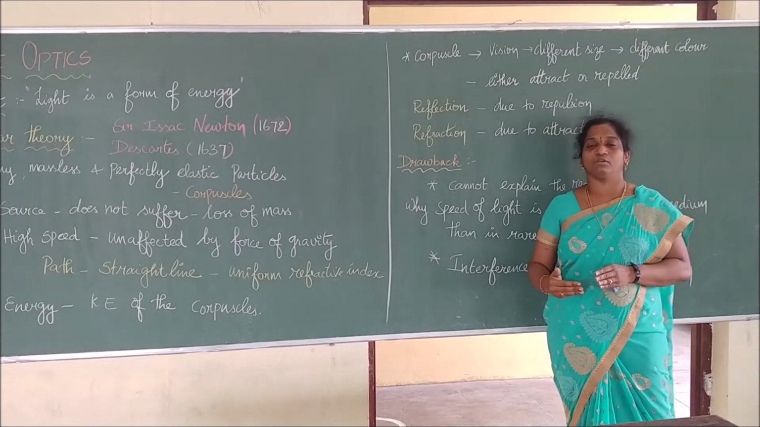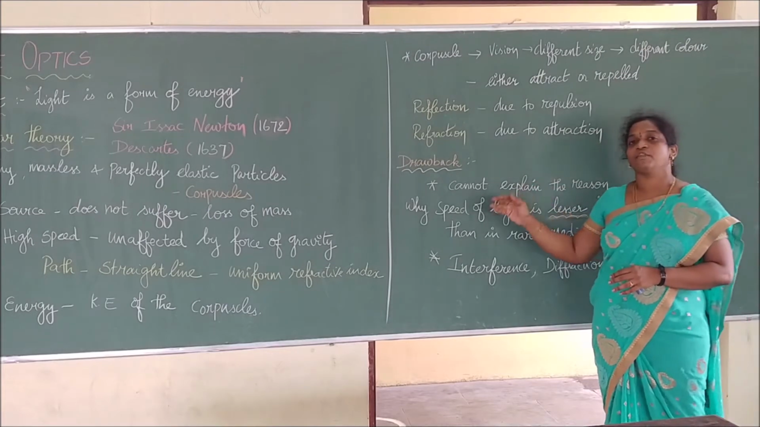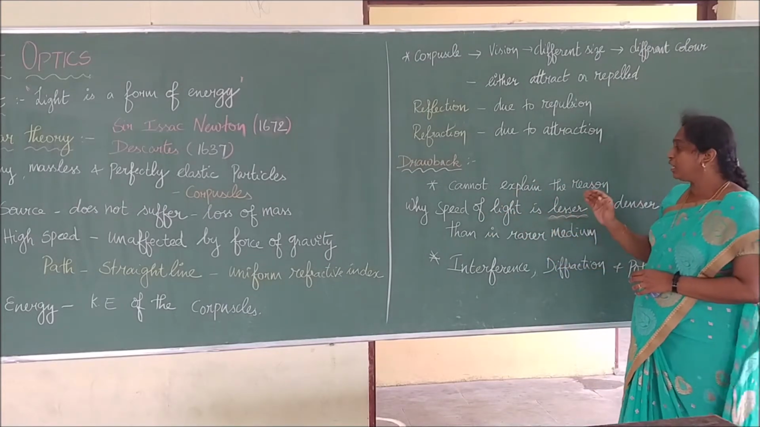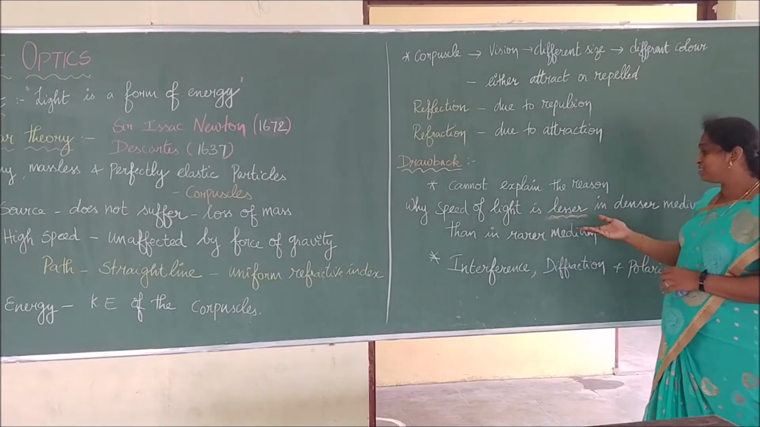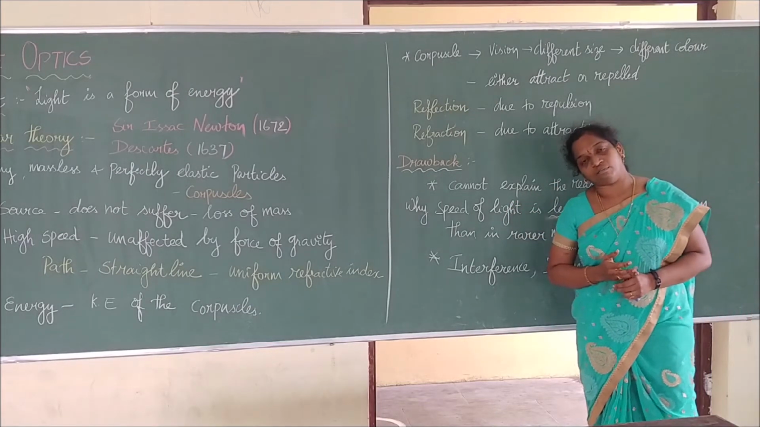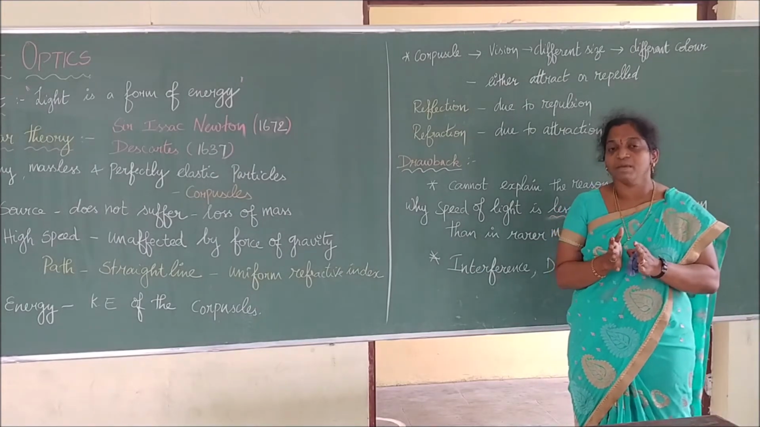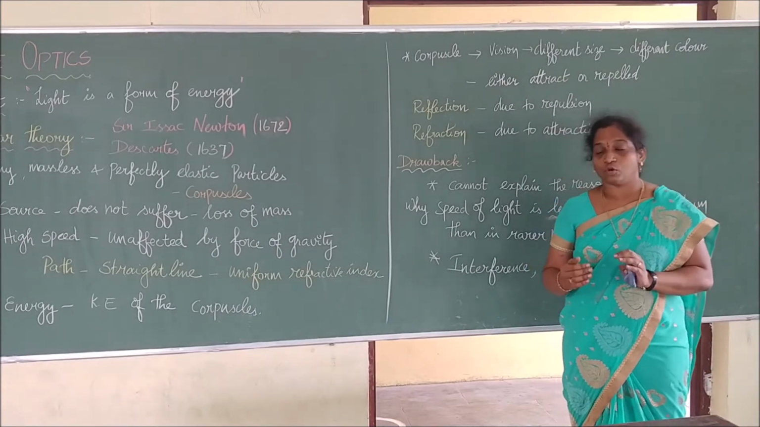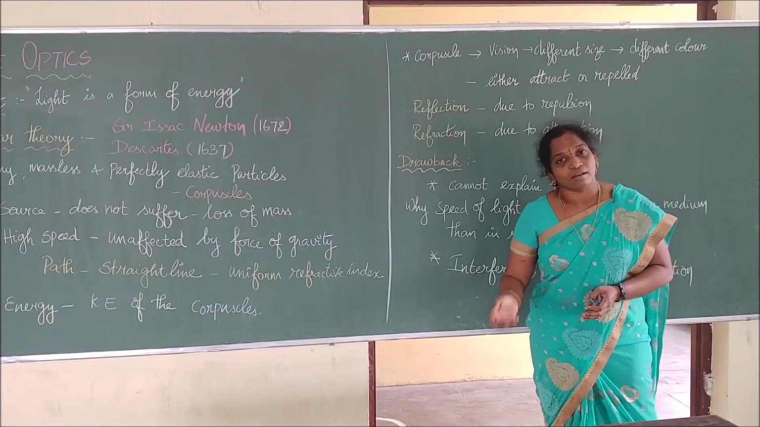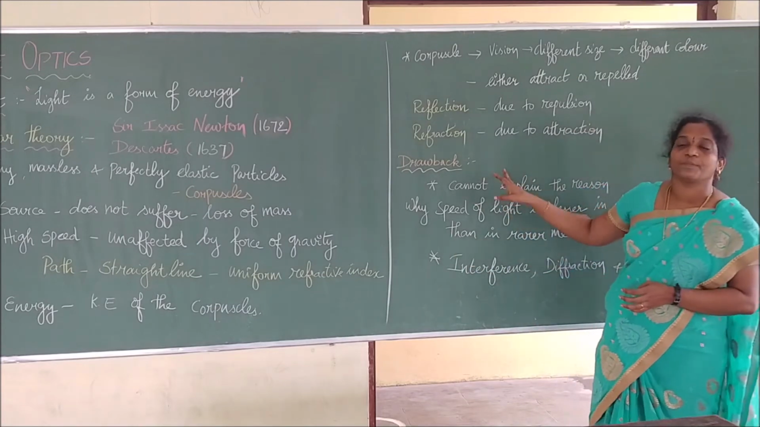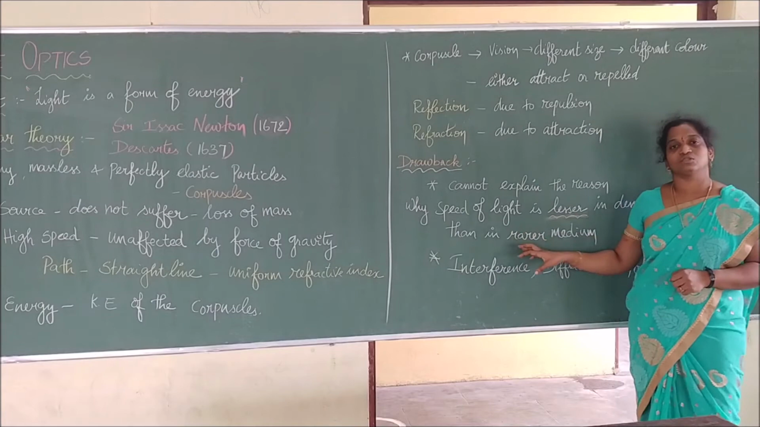But this is not properly accepted, since it was the initial start, and I will start to explain the wave nature or theory of light. They were not able to explain properly; there are some drawbacks. What are the drawbacks? It cannot explain why the speed of light is lesser in a denser medium than in a rarer medium. You know that there are two types of mediums, one is a denser medium and one is a rarer medium. Light travels slower in a denser medium than in a rarer medium, but the corpuscle theory is not able to explain the main reason for this.